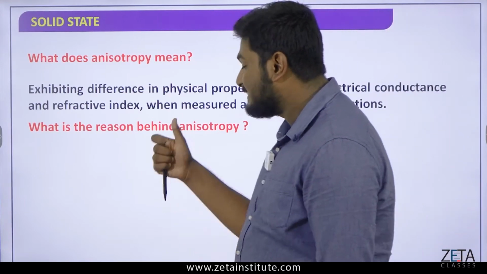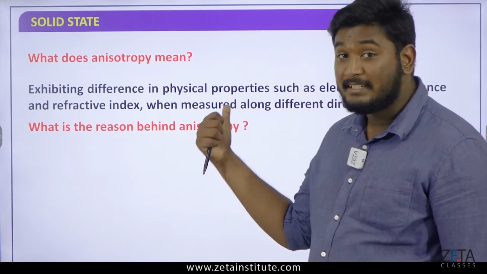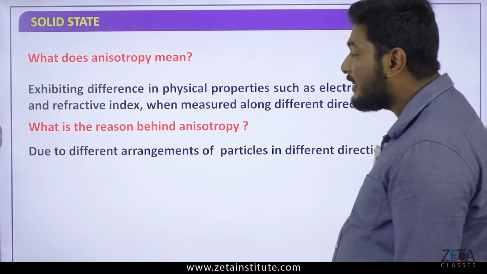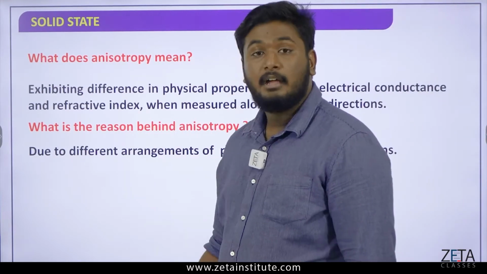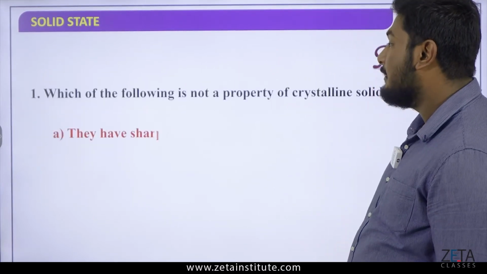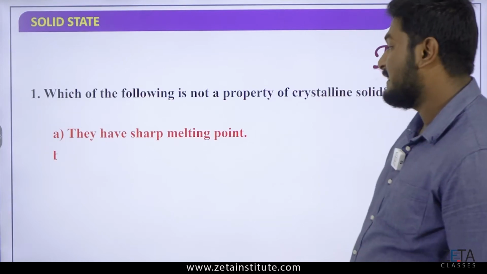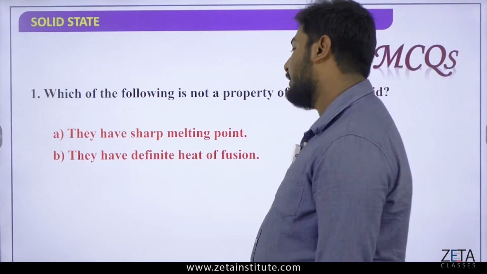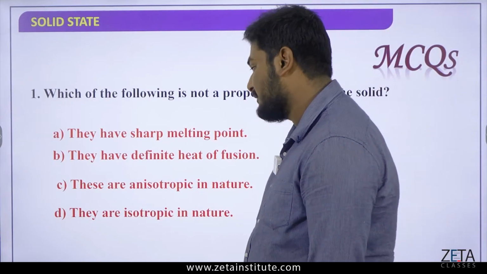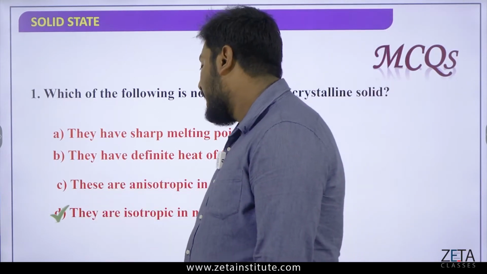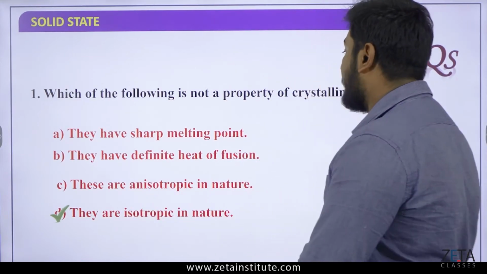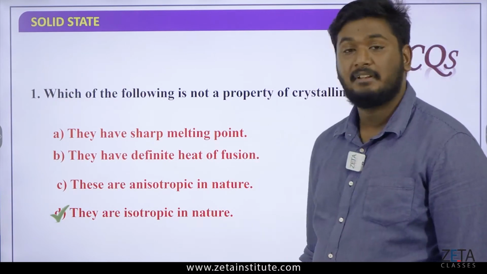Clear? Then what is the reason behind anisotropy? I have already explained with the diagram: the different arrangement of particles in different directions is the reason for anisotropy. Now we have an MCQ. Which of the following is not a property of crystalline solids? They have a sharp melting point, they have definite heat of fusion, they are anisotropic in nature, they are isotropic in nature. Very easy one. Isotropic in nature is wrong, because amorphous solids are isotropic in nature. So that is not a property of crystalline solids.